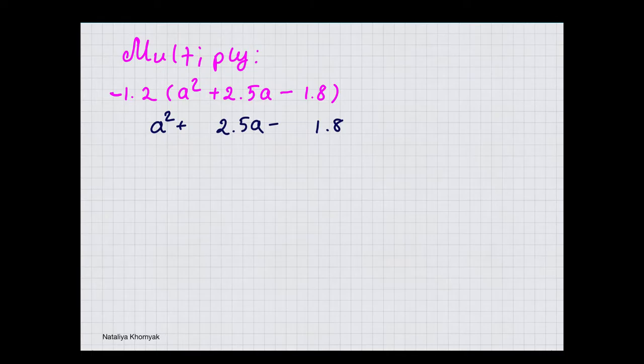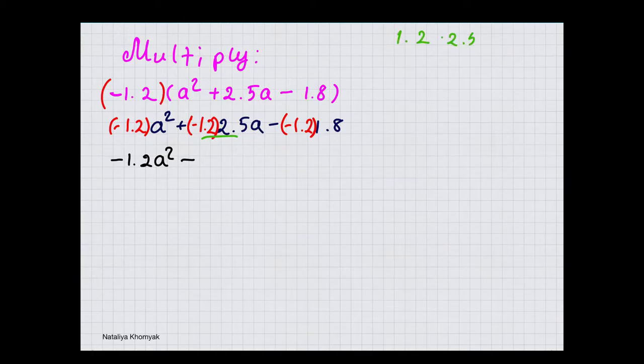Since 1.2 is negative, we want to put it inside of the parentheses and distribute 1.2 here, here, and here. On the next step, we want to simplify each term, so negative times positive, negative 1.2a to the second, negative times positive, negative. Now we need to multiply 1.2 times 2.5.